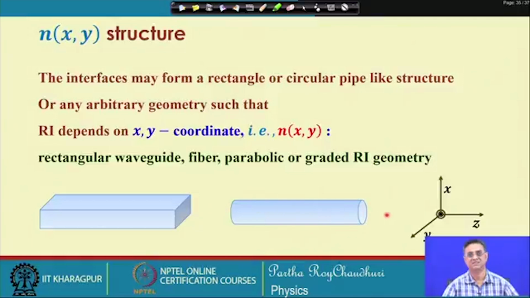In this case this is a cylindrically symmetric structure, a pipe like structure. An example of this is an optical fiber, and this is a rectangular waveguide, and for such a situation the refractive index depends on both x and y coordinates. So, you can write that refractive index variation in the form of n of x y.